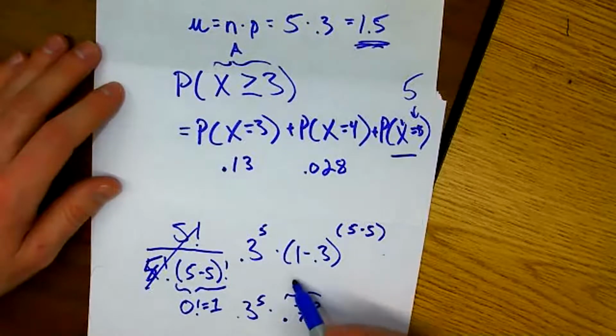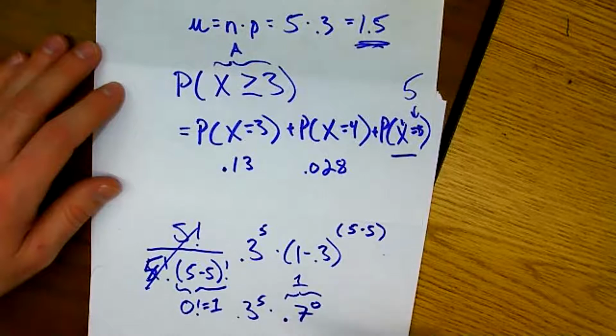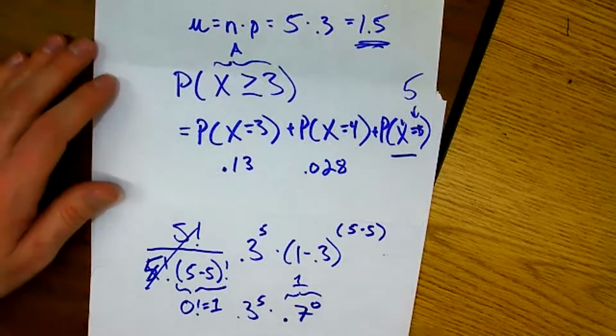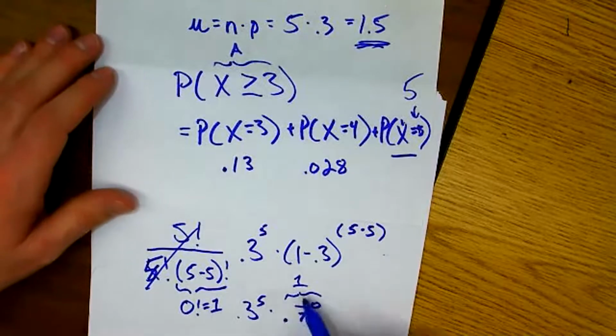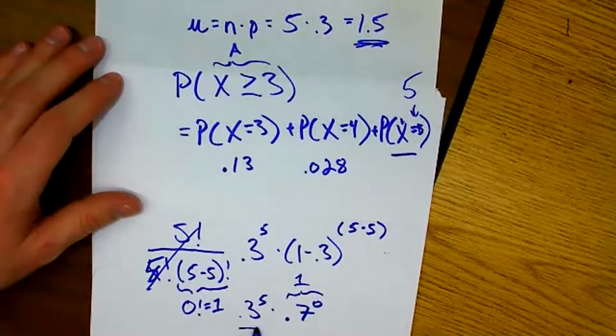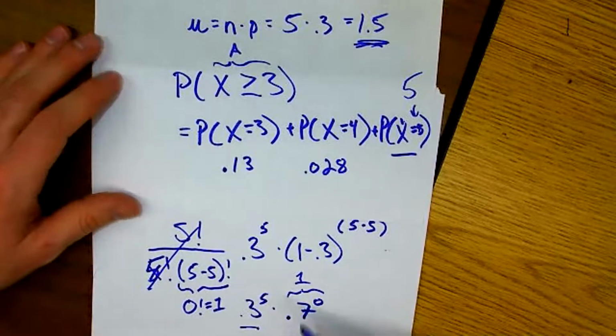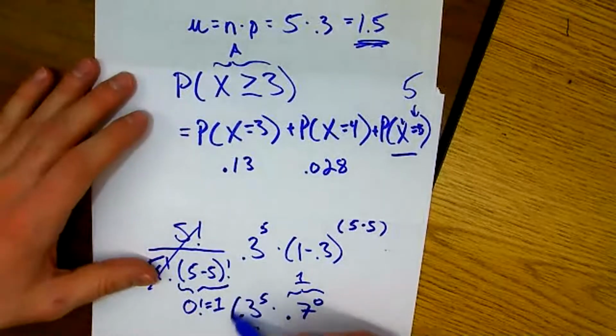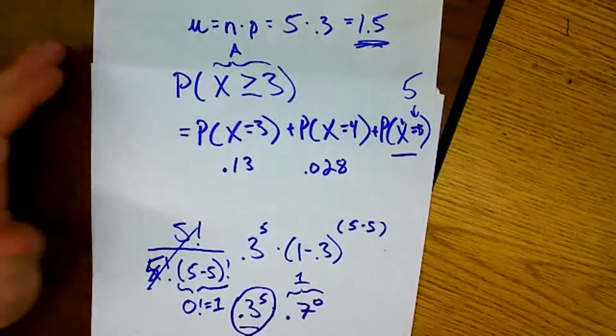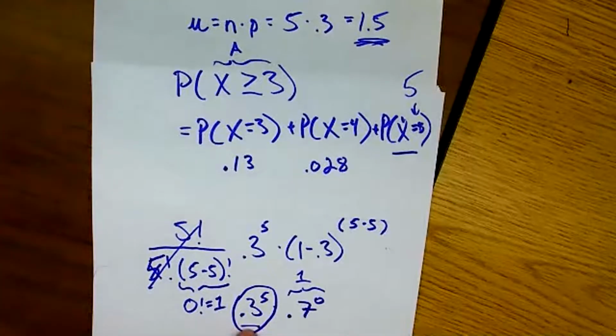I had a section yesterday where someone, I don't think they believed me. I saw them typing it in and looking surprised. So it is 1. Anything to the 0 power is 1. So 1 times 0.3 to the 5th times 1. So you can essentially ignore the 1s, and when we want all the outcomes to be successes, it's just the probability of success in any one trial to the power of however many trials we have.